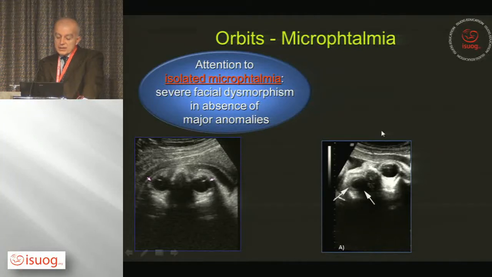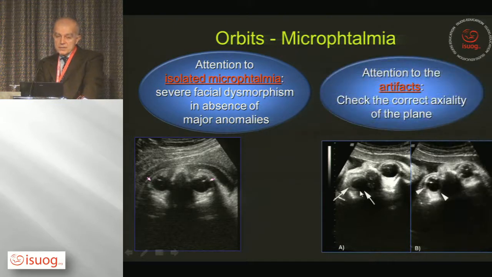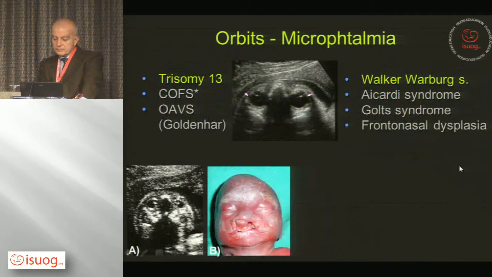Bear in mind that since you have symmetric organs on the face, your alignment of the transducer should be quite perfect, because otherwise you may create an artifact and a false positive impression of microphthalmia, which is not the case. If that's the case, you just realign your transducer with the two orbits, and you see that the volume of the orbits is quite the same on either side.